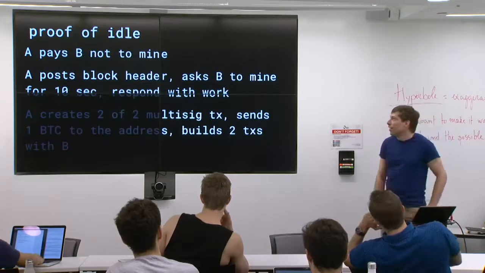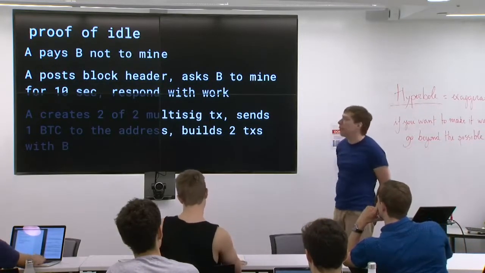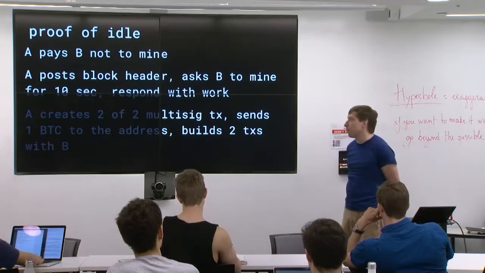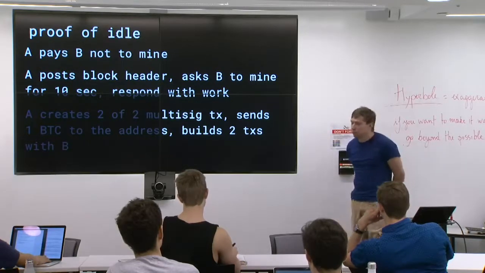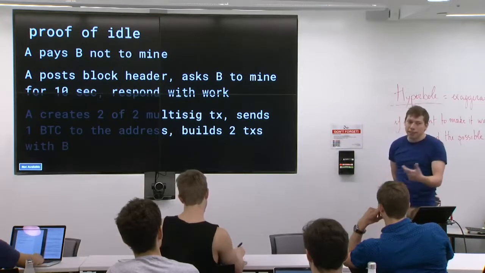Okay, so the basic system is Alice pays Bob not to mine. So first, Alice needs to prove that Bob can mine, because she doesn't want to pay Bob if Bob doesn't have any mining capacity that he's taking offline. She only wants to pay Bob for having the ability to mine and then not doing it.